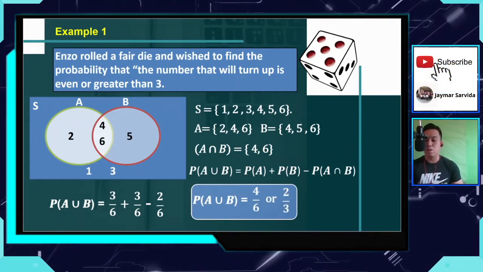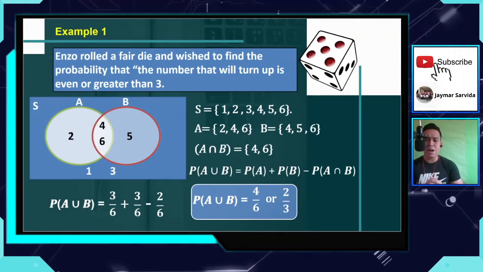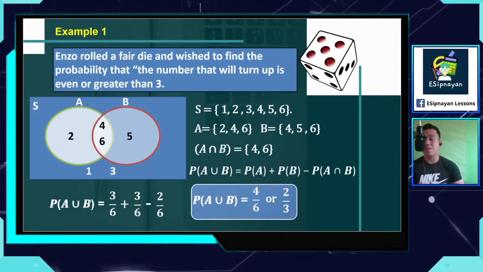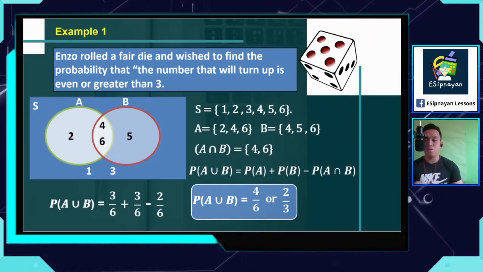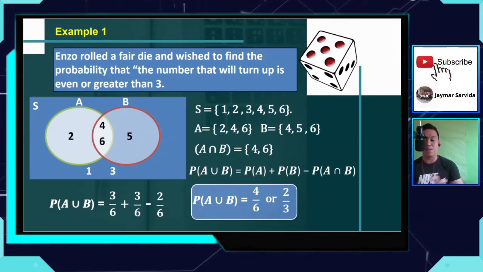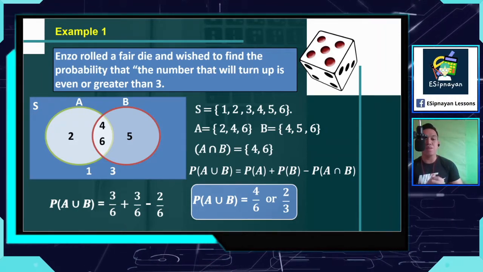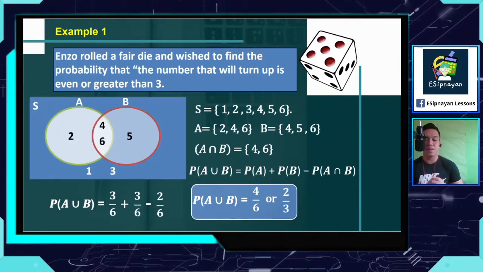ang kanyang lowest term. And kapag gagawin naman natin siyang decimal, 2 divided by 3 ka lang, yan ay magiging 0.67. At kapag i-convert natin siya to percent, 0.67 times 100 ka lang. And that is equal to 67%. Okay, so that is the probability that the number that will turn up is even or greater than 3.